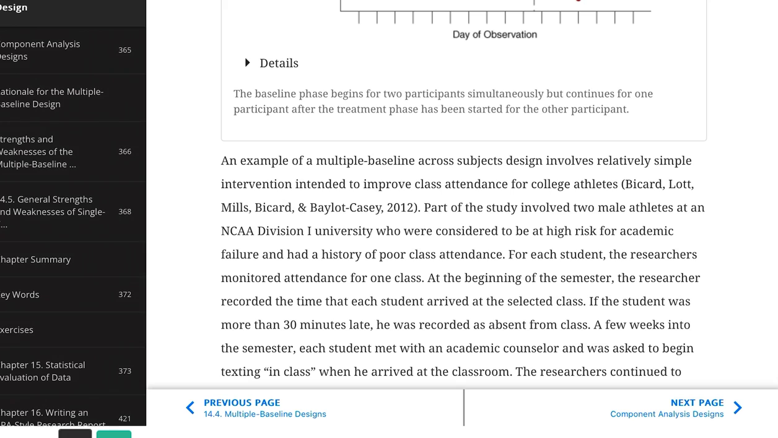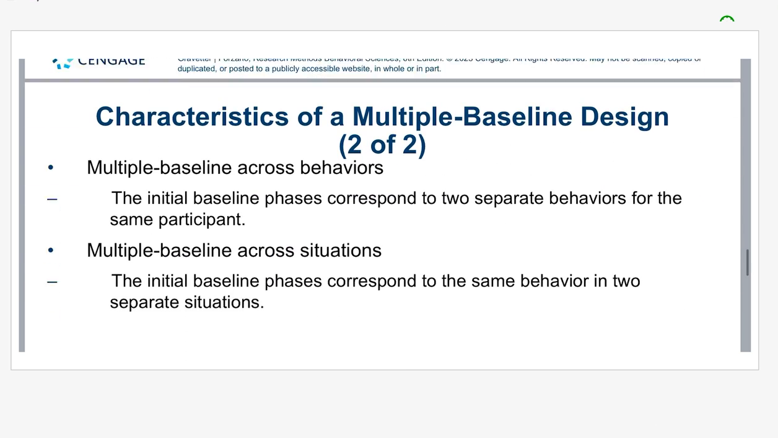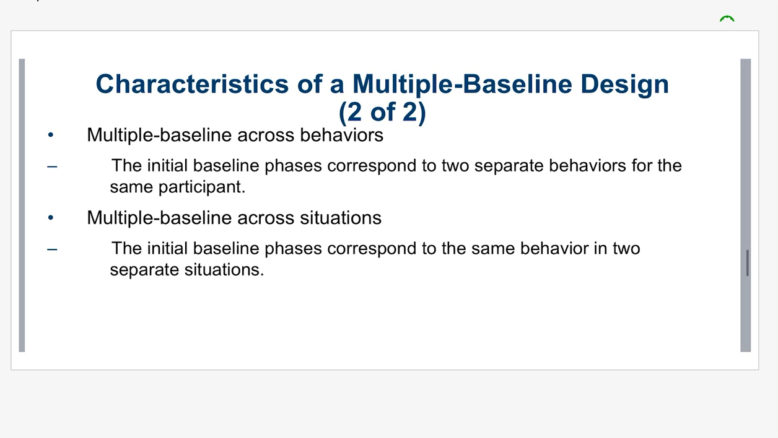Okay, so that is an example of multiple baseline across subjects or participants. The second way that you can do this is multiple baseline design across behaviors. Instead of two different participants, we have two different behaviors. The initial baseline phase is for two separate behaviors instead of two separate participants, and it's for the same participant. And then we institute the treatment at different times again. So it's the same pattern.